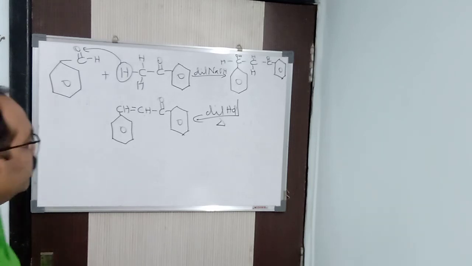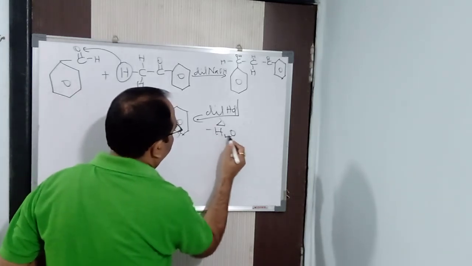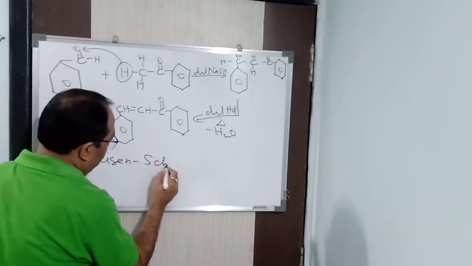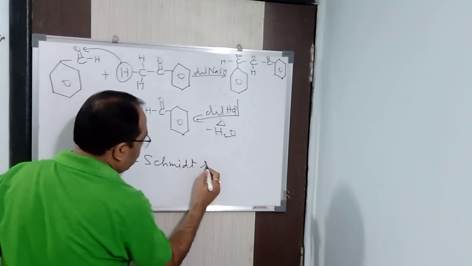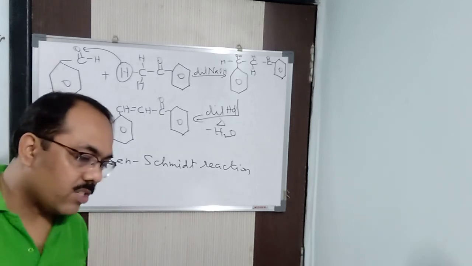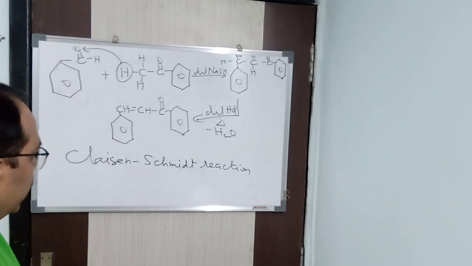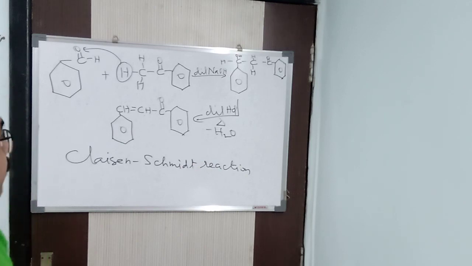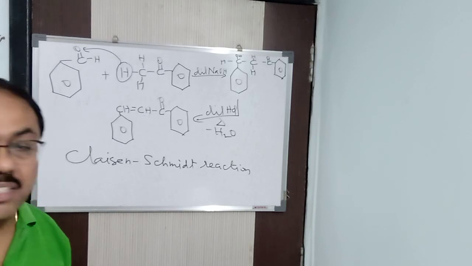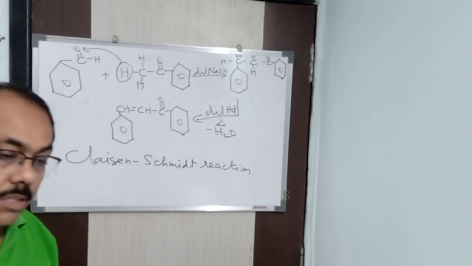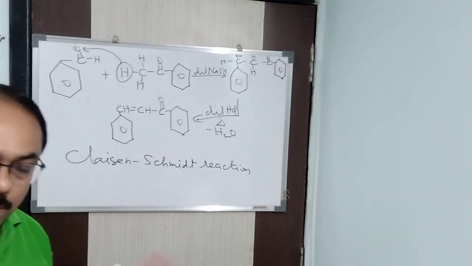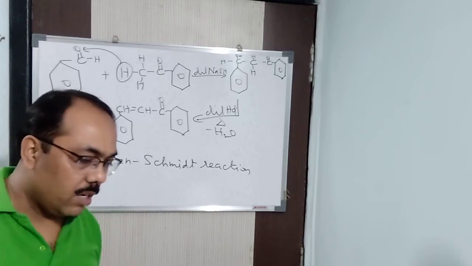And the name of the reaction, of course, water will be released, H2O. The name of the reaction is Claisen-Schmidt reaction, or Claisen-Schmidt condensation reaction, where we take benzaldehyde and acetophenone and carry out these particular reactions. So I think it is clear what a condensation reaction is. One part of condensation is over, that is aldol condensation. We have done it. Now we will come to the next type.